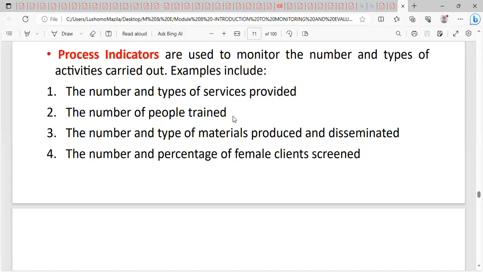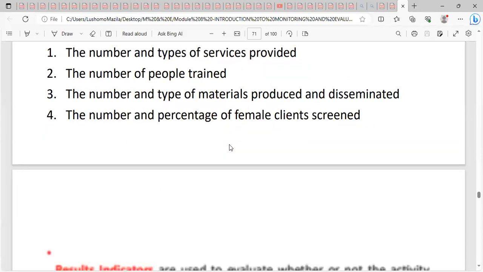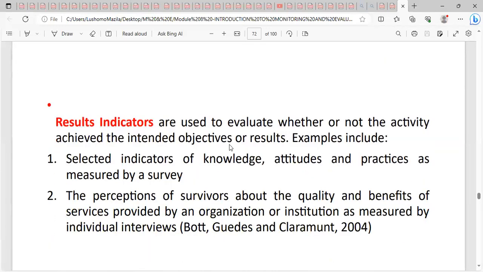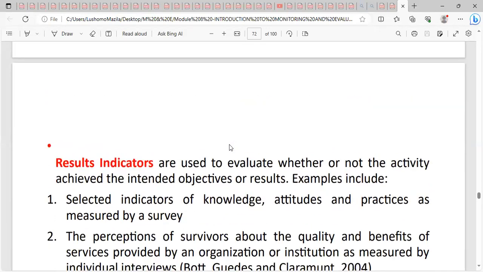Yes, sir. So the number of people trained is supposed to be an output indicator. The process indicator should be the number of trainings conducted, the number and types of materials produced and disseminated, and the number and percentage of female clients screened. So that is the process indicator. Let us look at the results indicator.